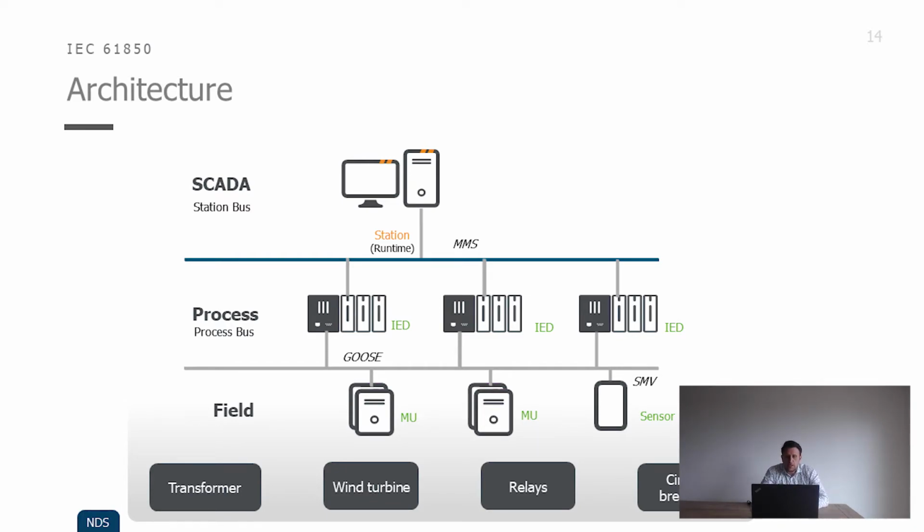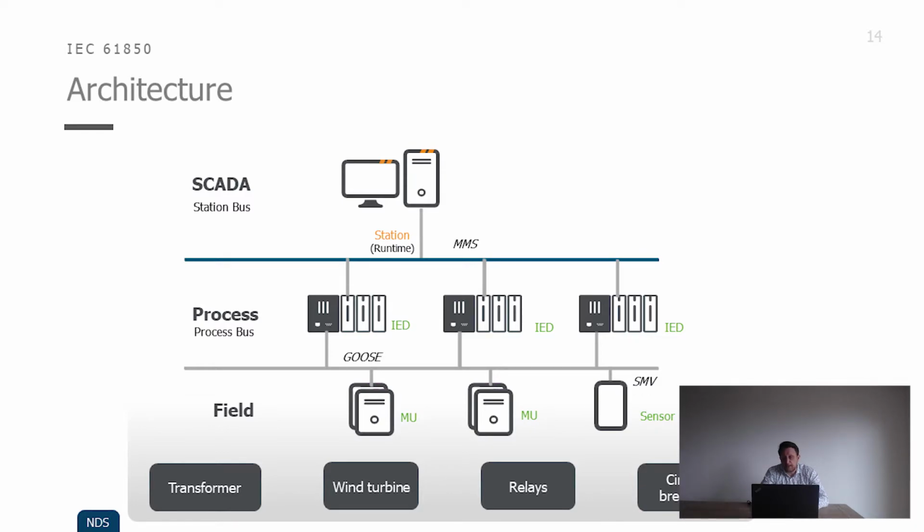And as you can see, we have two types of network buses, all operating on the same Ethernet network. At the top you can see we have the station level, and this is where the SCADA is located, but it could also be an HMI or other clients retrieving data from the IEDs. Secondly, we have the process bus level, which is where all the IEDs are, which can be transformers, wind turbines, relay circuit breakers, and sensors. At the process level bus, the IEDs are able to communicate with each other in a really fast and efficient way called GOOSE messages.